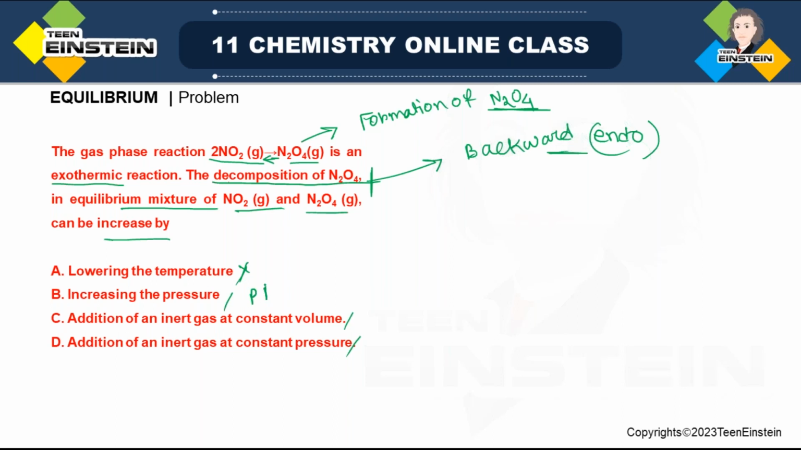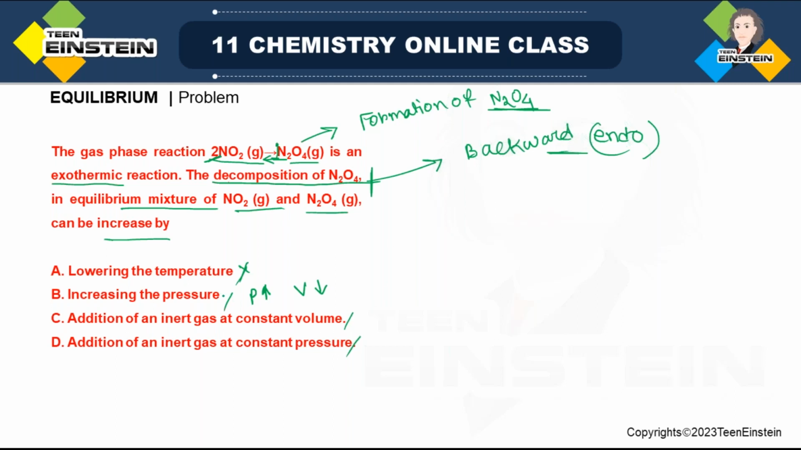So when pressure is increased, volume is decreased. So we will consider that direction where number of moles is less. Here number of moles is 2, but number of moles is 1 in the forward direction. So forward direction will be favored for option B condition. But that is not what we want. We want the backward reaction, we want decomposition of N2O4, not formation of N2O4. So this is also not correct.